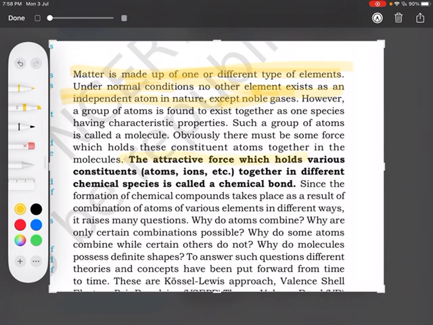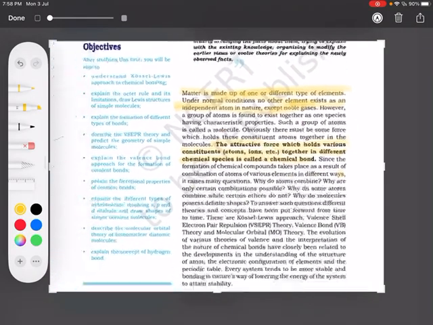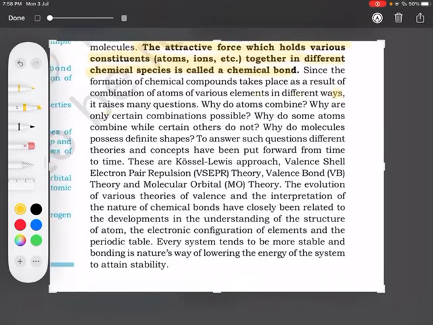The attractive force which holds various constituent atoms or ions together in different chemical species is called a chemical bond. Since the formation of chemical compounds takes place as a result of combination of atoms of various elements in different ways, the last question is how do atoms combine? That is not important. Let's start from here.